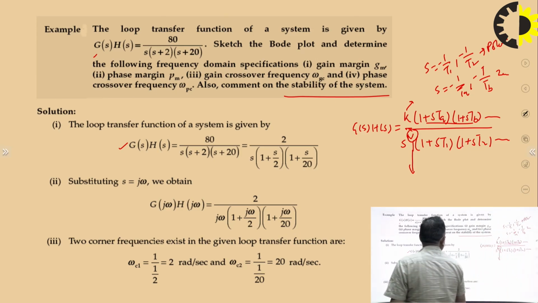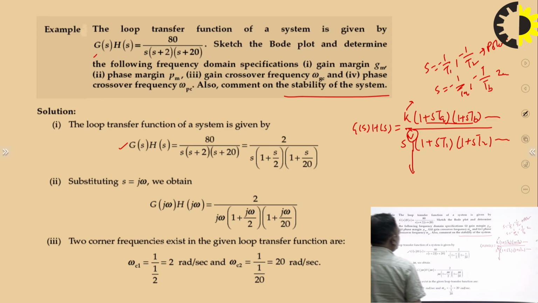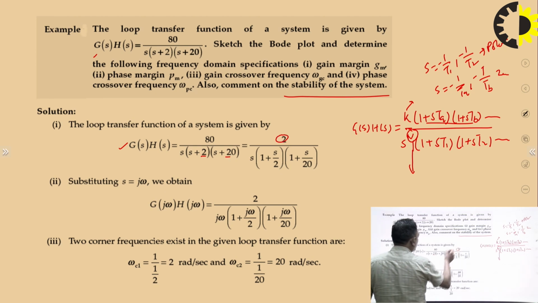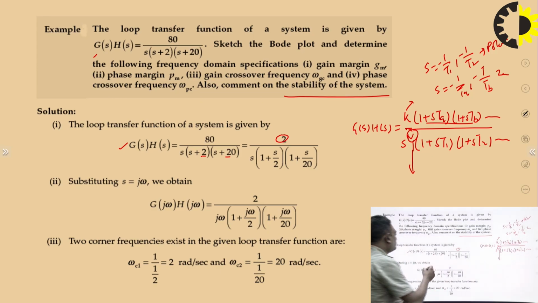Okay, so first of all, we have to convert it into a standard form. For this, we have taken out 2 and 20 from here, so that we will get 2 over here, and we are having s upon 1 plus s by 2 into 1 plus s by 20. Now we will put s equals to j omega in this equation. So we are having the equation 2 upon j omega times 1 plus j omega by 2 into 1 plus j omega by 20. Okay.